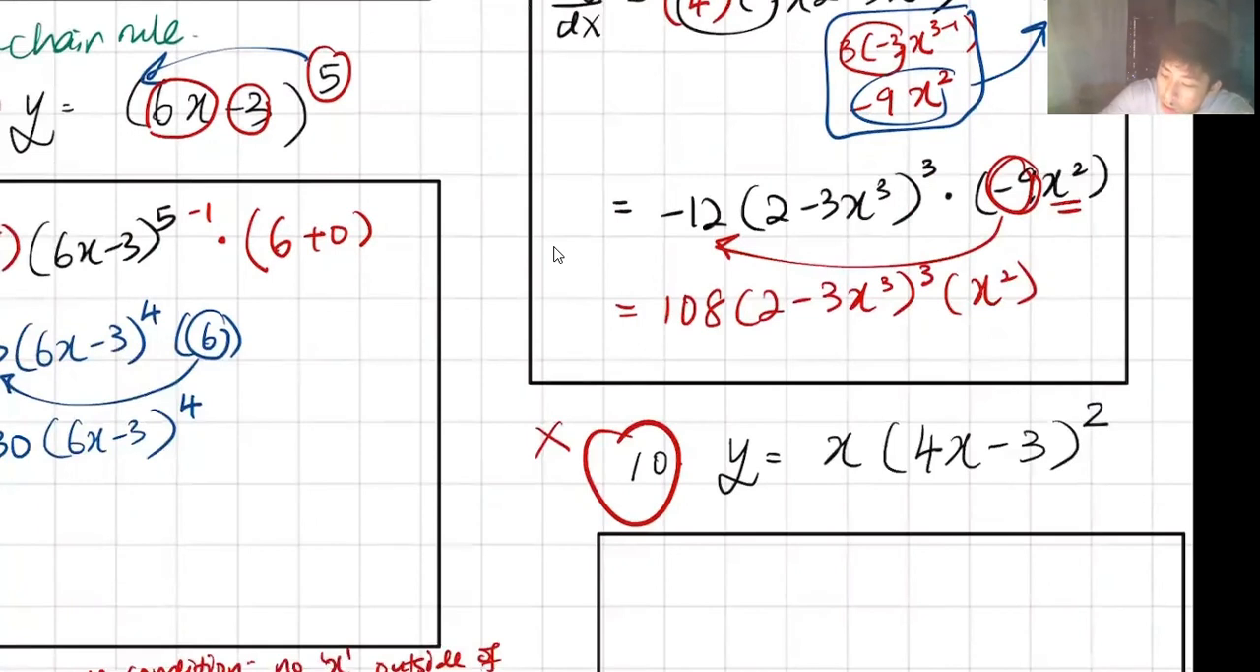So as I said again, I like to rearrange it to 108x squared. I like to bring this x squared in front and tuck it in between this 108 and the bracket. So I just tuck it in front, then I write the bracket 2 minus 3x cubed. So this is the answer.